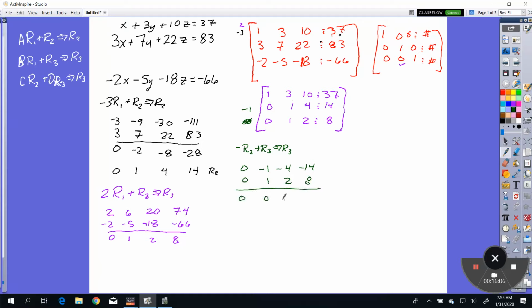So that's 0, 0, negative 2, negative 6. Again, I see that these are all divisible by negative 2. So I divide it by negative 2. I get 0, 0, 1, 3. Well, that's now my bottom row. 0, 0, 1, 3. This is 0, 1, 4, 14.